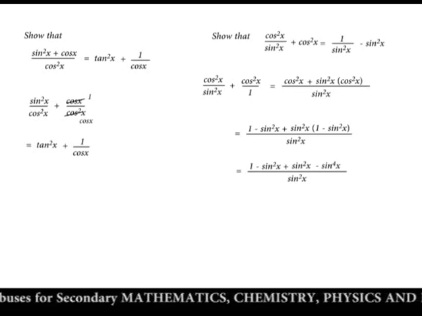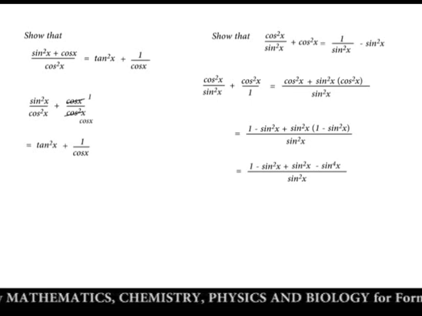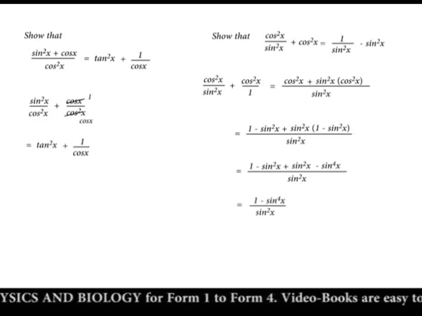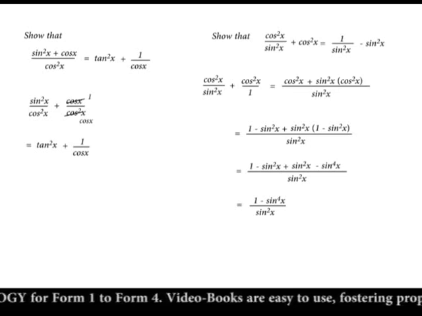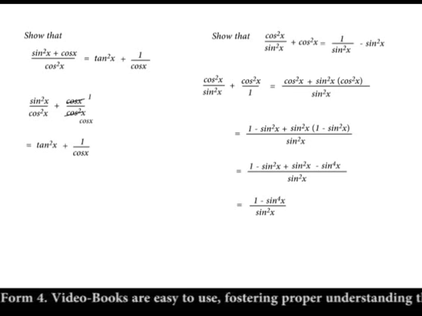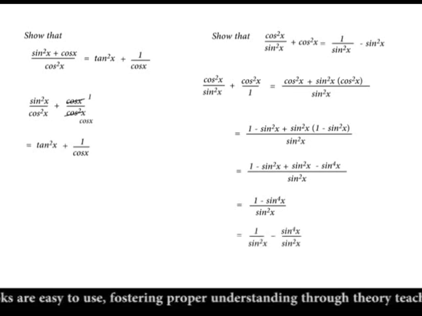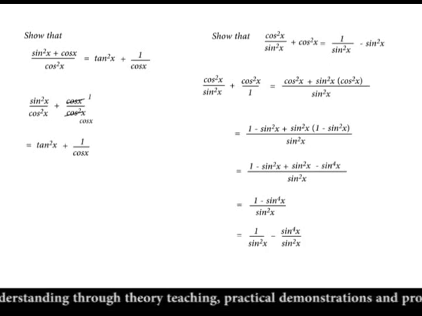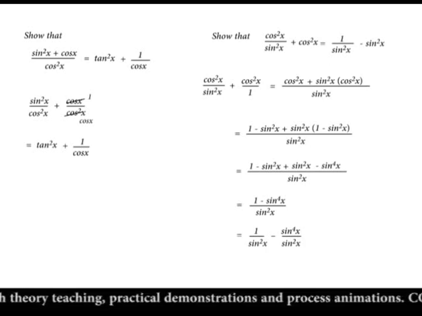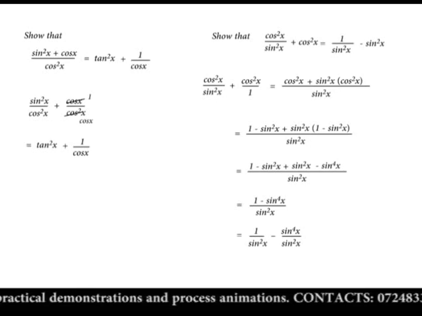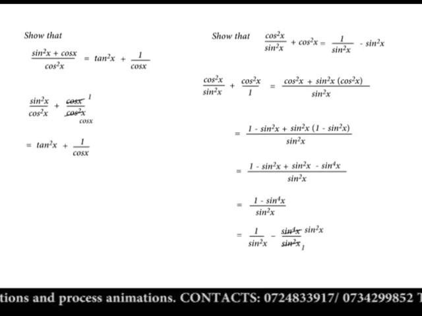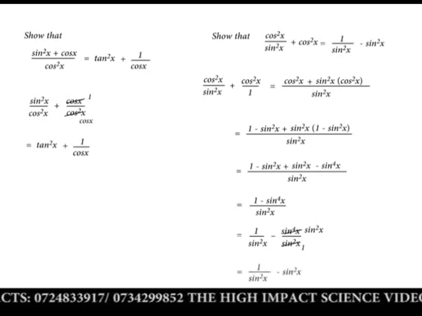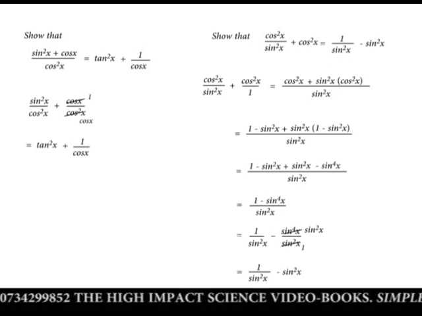Minus sine squared x plus sine squared x is 0. And so we shall remain with 1 minus sine to power 4 x over sine squared x. We break that into distinct fractions, and we shall have 1 over sine squared x minus sine to power 4 x over sine squared x. Sine squared x will divide into sine squared x once and into sine to power 4 x sine squared x times, and so we shall remain with 1 over sine squared x minus sine squared x.